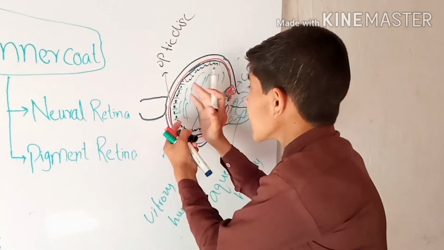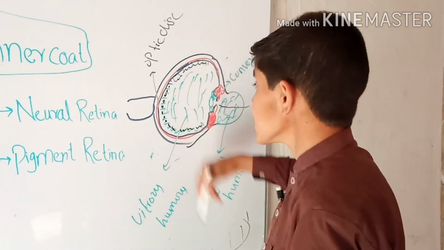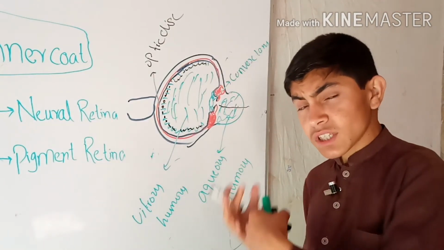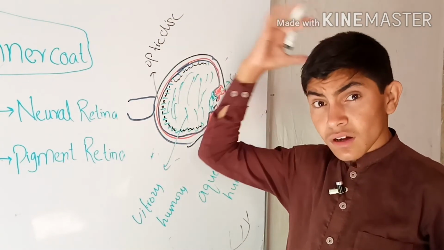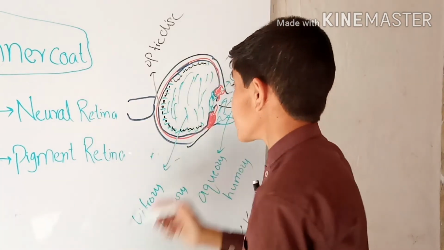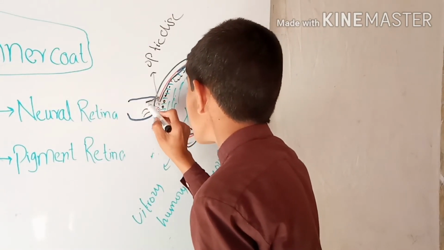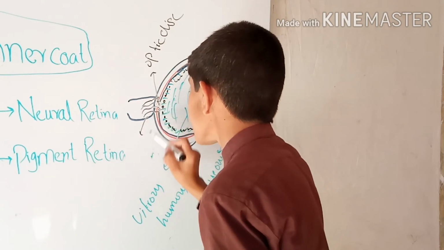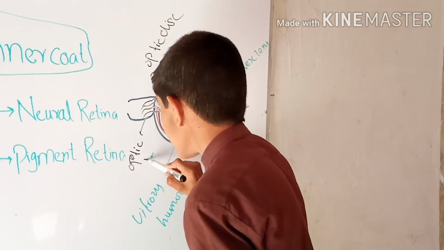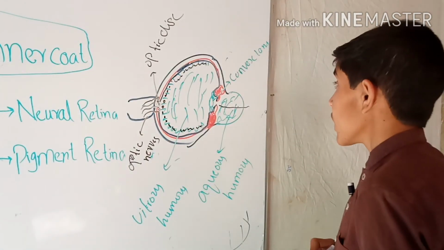And then the rod and cones form the image which is upside down. Then the message of this image is carried to the central nervous system, in which the center of this picture is present in our occipital lobe, not the parietal lobe. There are neurons, which we call the optic nerve.